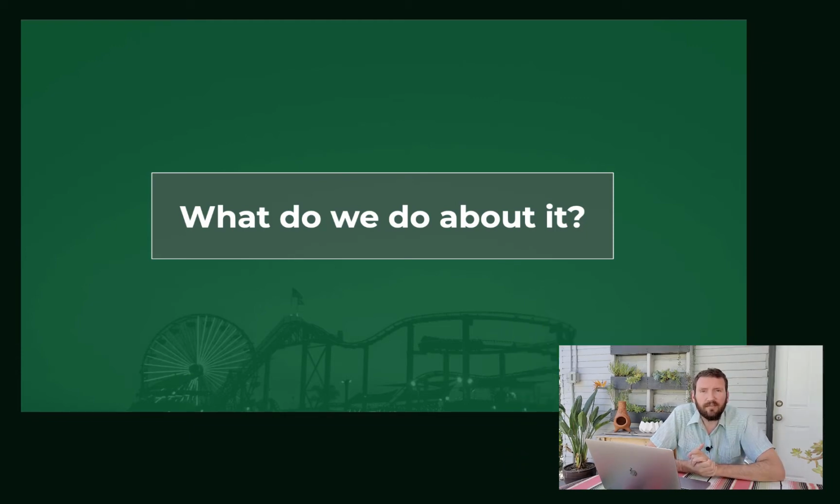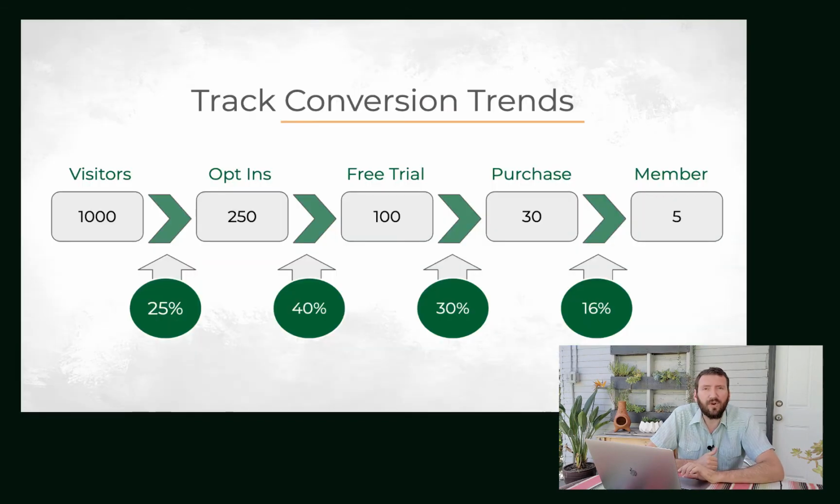The answer is we look for conversion trends. We're not just tracking the number of people who hit each milestone, but the percentages for how many people get lost along the way. So in the example I gave a moment ago, with visitors, opt-ins, free trials, purchases, and members, those numbers in a vacuum don't tell us a whole lot. What is perhaps more important is the conversion percentages in between. As you can see, I've got 25% of visitors becoming opt-ins. I've got 40% of opt-ins taking us up on the free trial. 30% of free trial takers are purchasing that course that they trialed. And 16% of the people who purchase are becoming members.